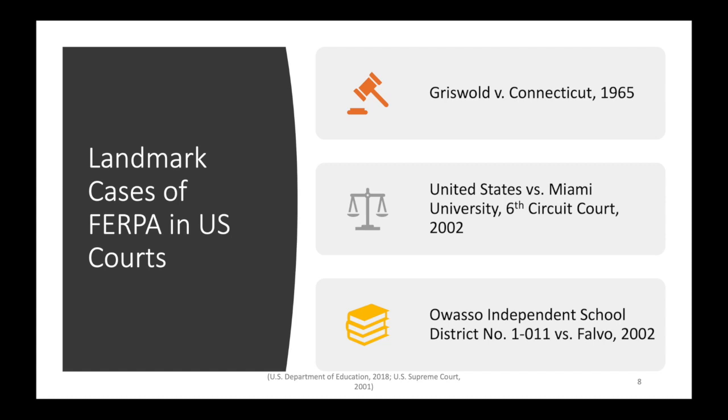The second case that was helpful to FERPA, or actually had something to do with FERPA, was the United States versus Miami University. This happened in the Sixth Circuit Court. In this case, the court held that a newspaper does not have unrestricted access to student disciplinary records because such records are deemed educational records and are protected by FERPA. This case was important because it gave specific evidence and an example of what is FERPA protected student information.